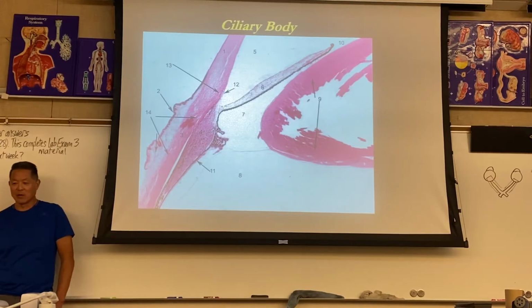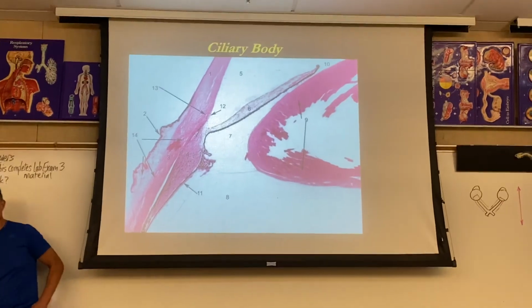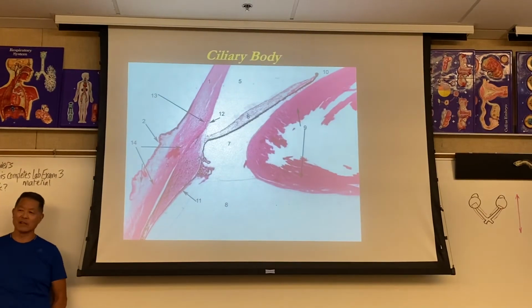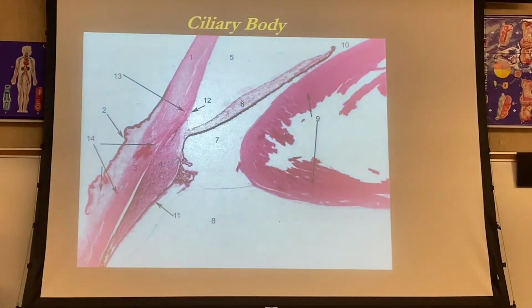Let me do it in order of numbers. Number 1 is cornea. Number 2 is conjunctiva. Okay. Number 3 is sclera. I probably won't ask it. Number 4 is ciliary body.